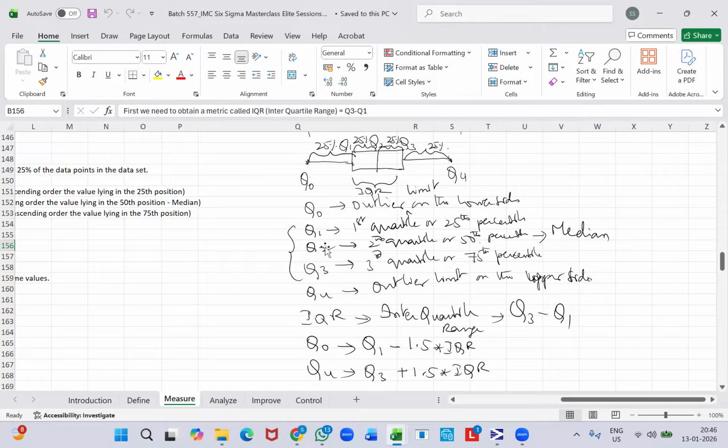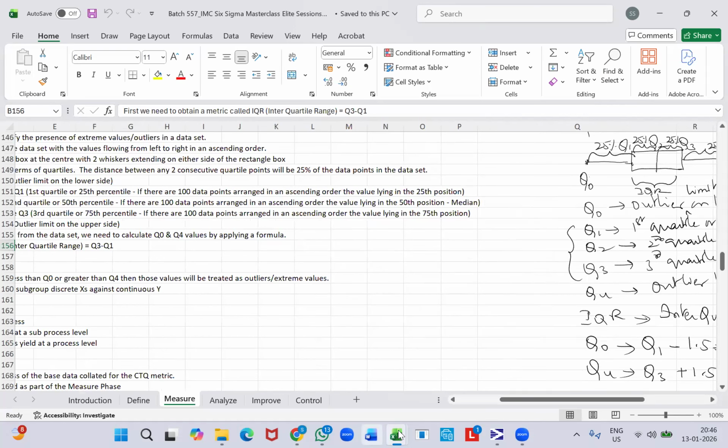Once we have the outlier limit values calculated, we can find out whether the maximum and the minimum values in the data set fall well within the outlier limit values. If that is the case, we can infer that there are nil outliers in the data set. But if you have any data point which is either below the Q0 value or above the Q4 value, then those data points will be termed as outliers or extreme values.